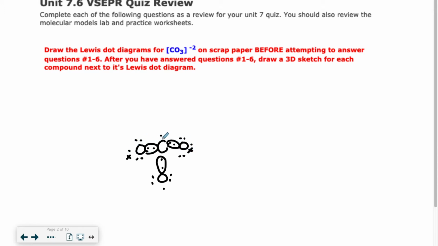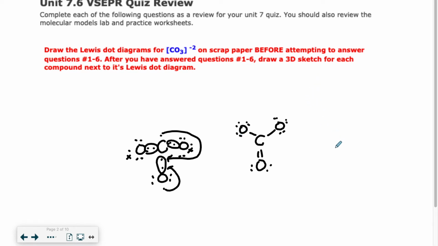The carbon here in the center and the oxygen over here both only have 7 electrons. So what I'm going to need to do is take those lone electrons and place them in the center in order to make a double bond. So essentially what this is going to look like is a carbon double bonding to an oxygen, which has its 2 lone pairs, and then the 2 single bonds to oxygens, which each have 3 lone pairs. So that is my Lewis dot diagram.